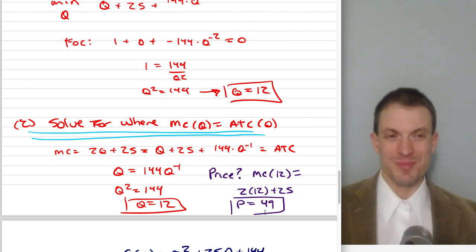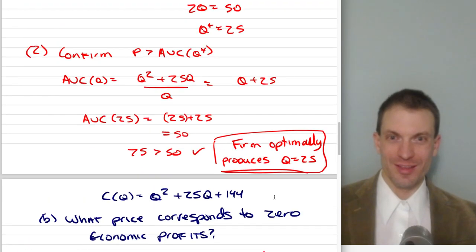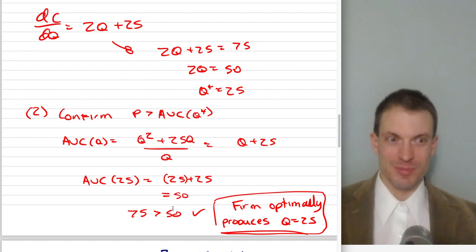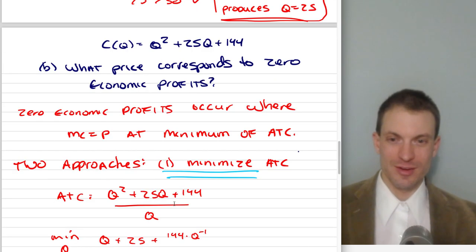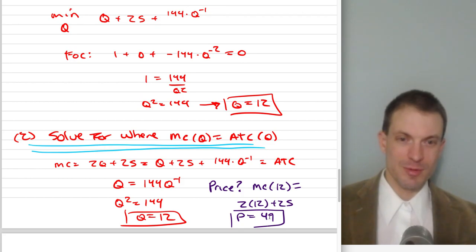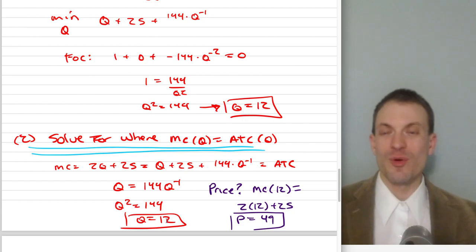Oh, and if you're paying really close attention, back up here, I said you'd shut down if price was lower than 50, such as a price of 49. And now you're like, wait a second, here's a price of 49, what's going on? They're not shutting down. This is zero economic profit. Well, that's different, right? So this is a price of 49 at a quantity of 12.